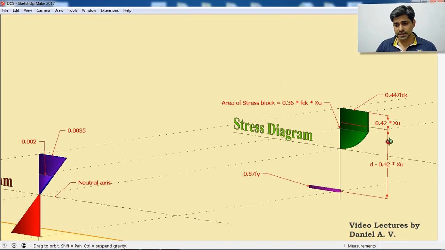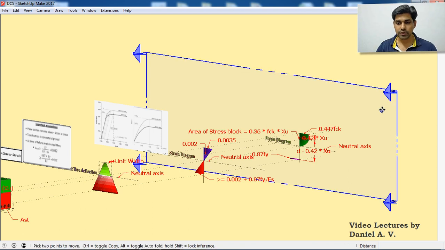And now we can think about this d minus 0.42 XU. That is basically the distance between the CG of the compression block and CG of the tension block, which means that this is basically the distance between two forces. So this is d minus 0.42 XU, which is going to act as the lever arm when we are calculating the moment carrying capacity, and that we will do in the next step.